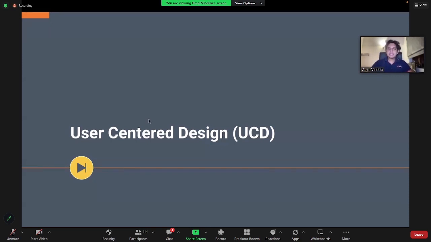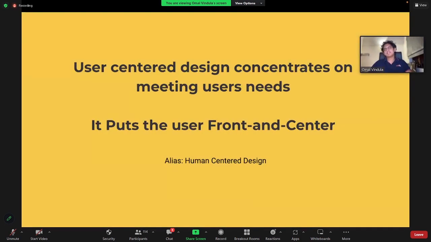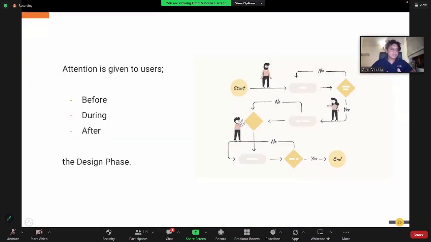So what is user-centered design? It seems complex, but it's actually very simple. It's pretty self-explanatory. What it means is that you put your user in the center of your design, and you concentrate on the user's needs. UCD, or user-centered design, is also known as human-centered design because your users are humans, I hope. Therefore, you can use those terms kind of interchangeably.